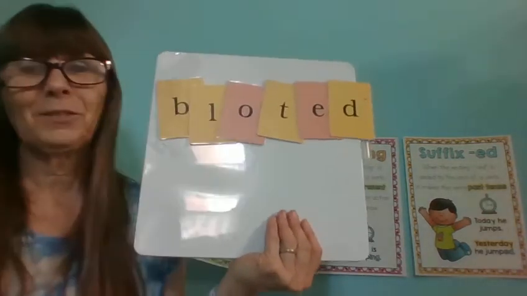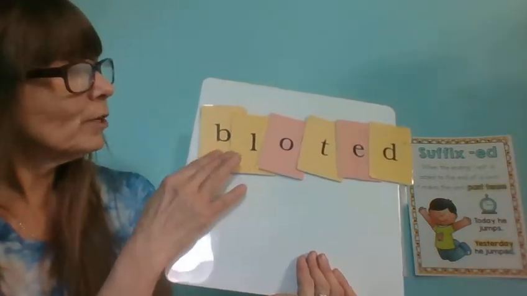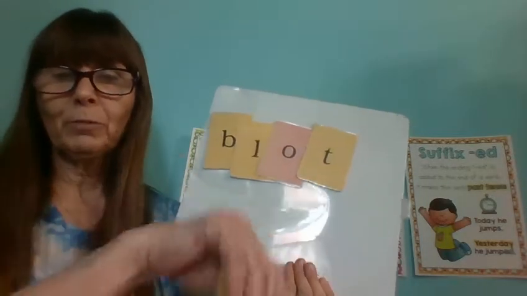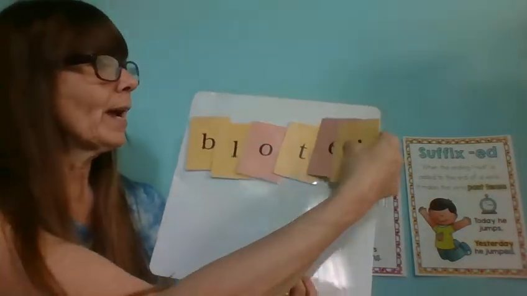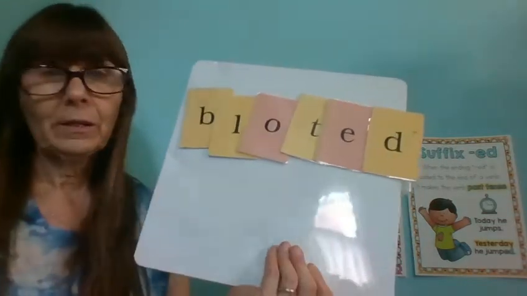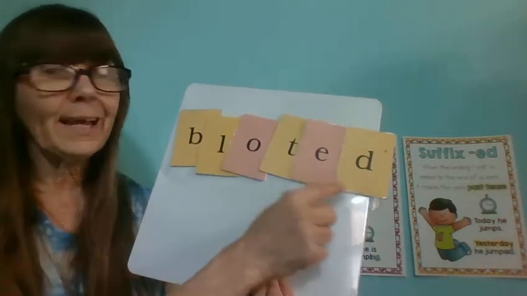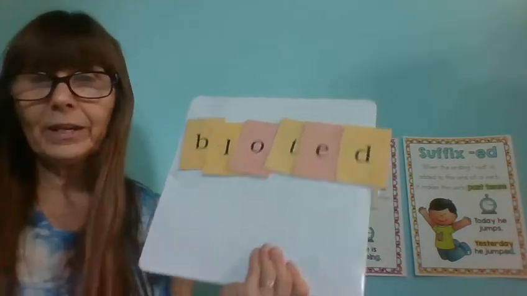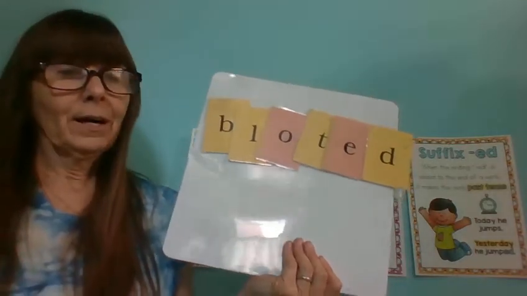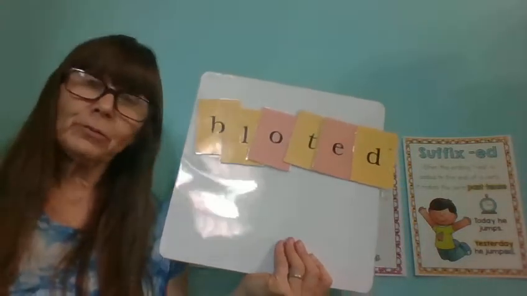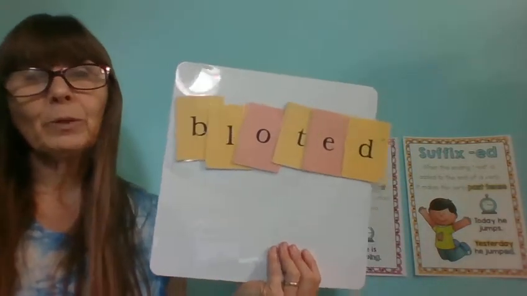I'm going to show you this. If we are trying to make the word blot, like you use a paper towel and you blot up the spill, and we add ed to the end of that, we would have to double the T. So it would be blotted, and the ed sounds like ed. There's not an easy way for us to learn this. It's just one of those skills that we have to develop as we read.